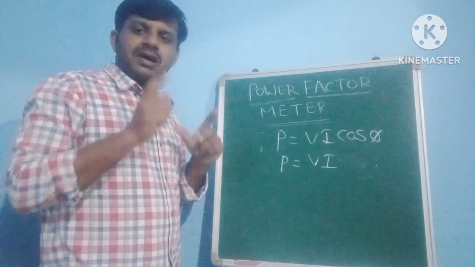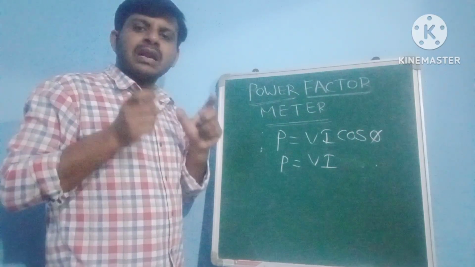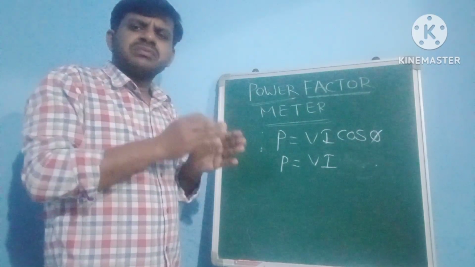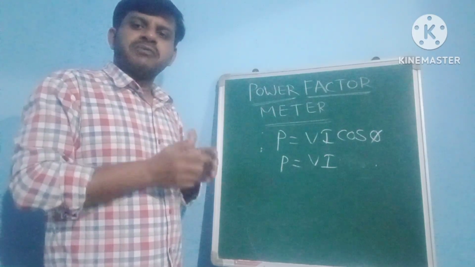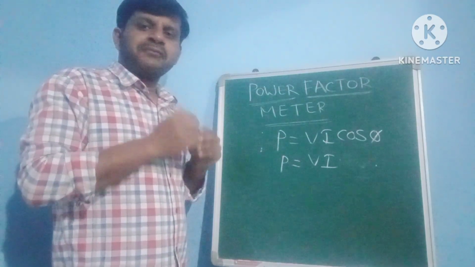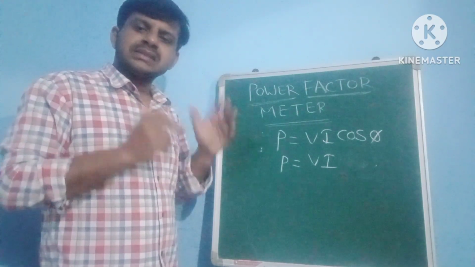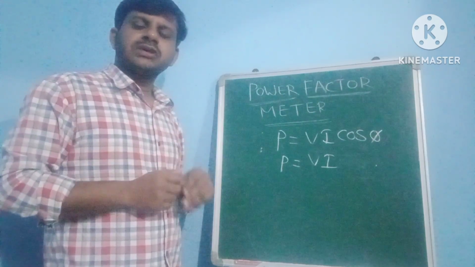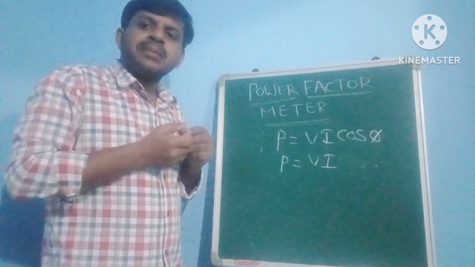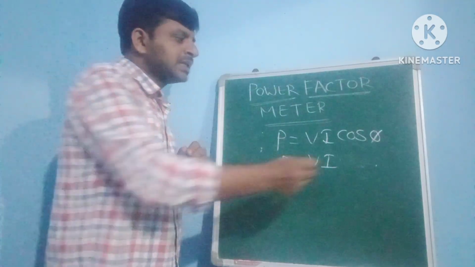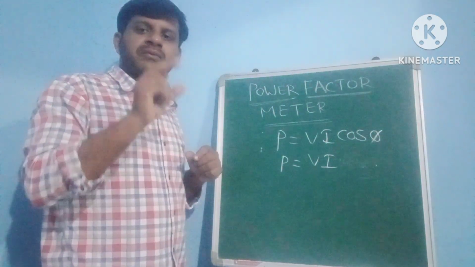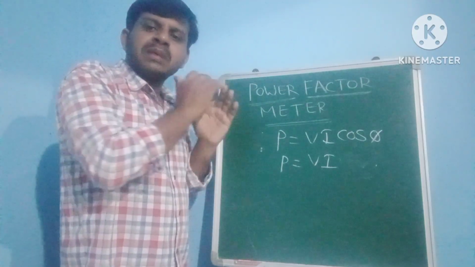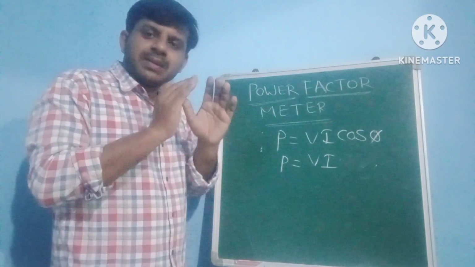But if you go for a power factor meter, we can directly measure the power factor without calculating both voltage as well as current to find the power, and from that power calculate the power factor. Those calculations exist with a dynamometer type wattmeter but do not occur with a power factor meter. We can directly measure the power factor angle, that is cos phi, with the help of a power factor meter. So that is the difference between an ordinary dynamometer type wattmeter and a power factor meter.